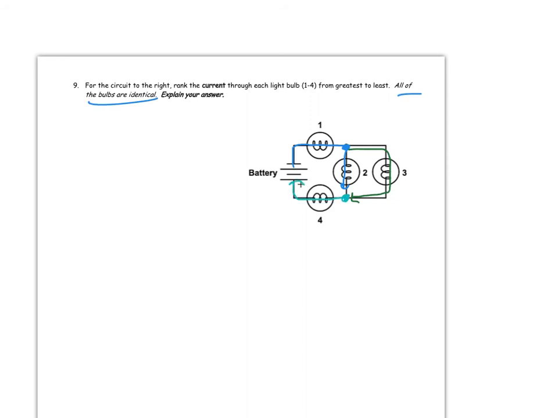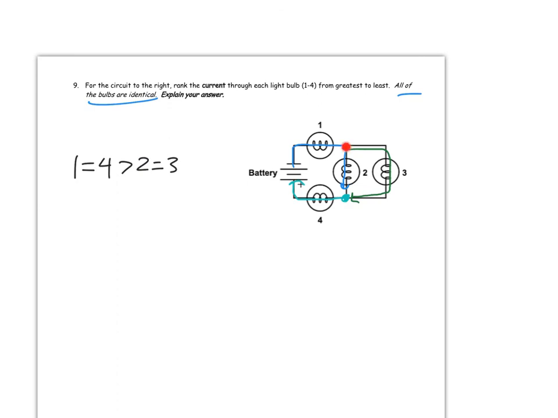So in terms of a ranking, both light bulb 1 and light bulb 4 get the full current. No matter what path the electrons take through the circuit, they must go through both of those light bulbs, which means 1 and 4 must be equal. Then we think about the current splitting to 2 and 3. They're going to get less because they don't get the full current, but they're going to get the same amount, and that's where the light bulbs being identical comes in.